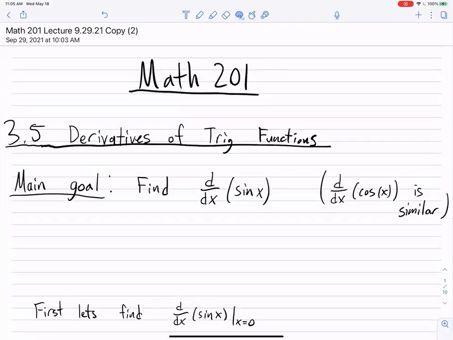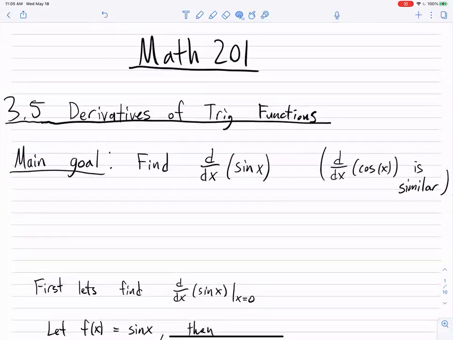Hello, Math 201. We continue with our series of derivative techniques lectures, and today we're going to talk about trig functions. Before we start this lecture, I just want to remind you that having a background in trigonometry is a prerequisite for this course.